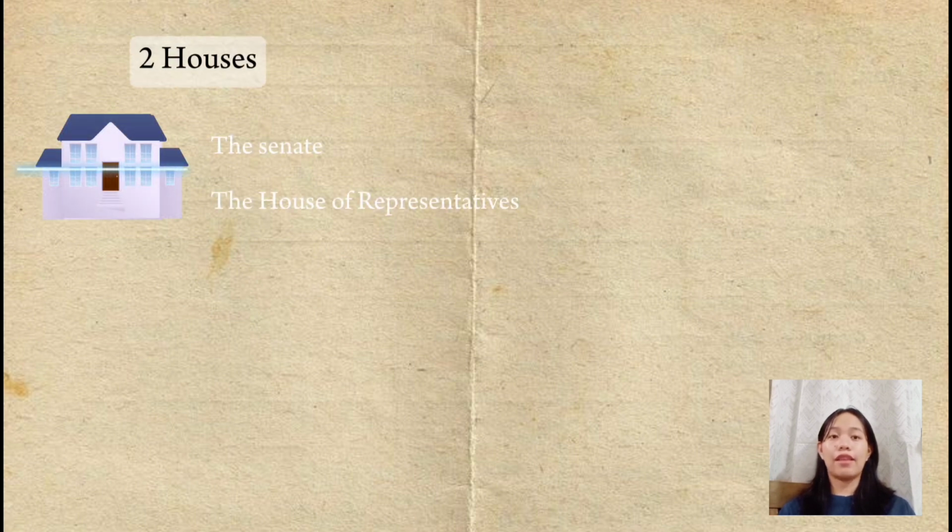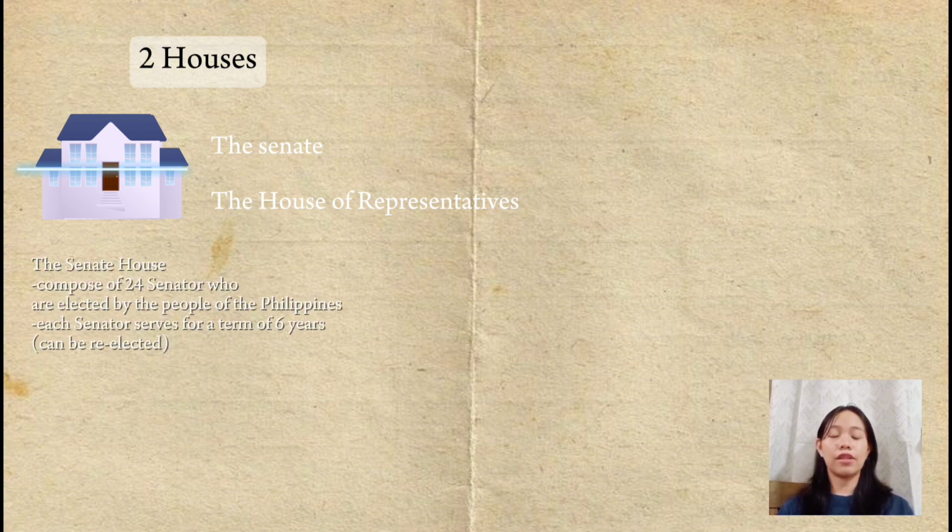Article 6 states that the legislative power of the Philippines is vested in Congress, which is composed of two houses: the Senate, or the upper house, and the House of Representatives, or the lower house. The Senate houses 24 senators elected at large by the qualified voters of the Philippines. The term of office in the Senate lasts for 6 years, and more than 2 consecutive terms in office is not allowed. The Senate is led by the Senate President, the President pro tempore, the Majority Leader, and the Minority Leader.